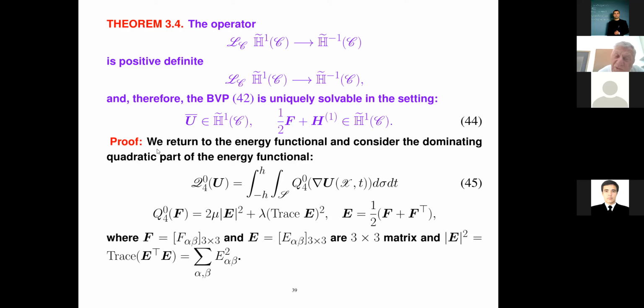The operator is positive definite, what we get. The Lamé operator, which we had in the beginning, was positive definite, but the operator which we get as a limit equation, as a gamma limit equation, is also positive definite. And we can conclude that this problem will have a unique solution.